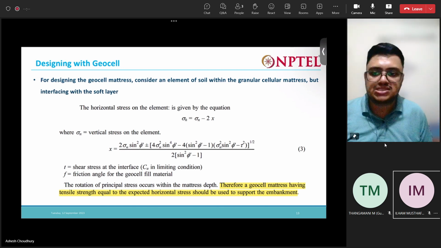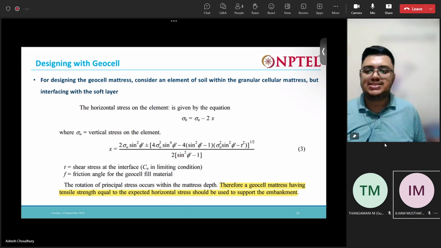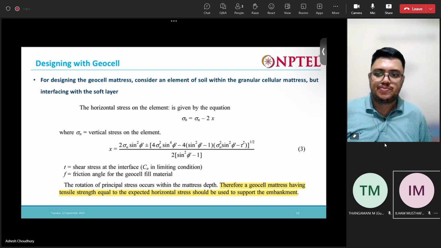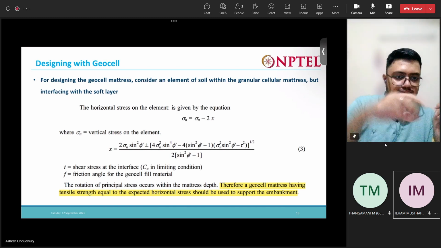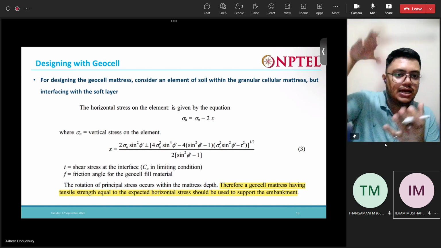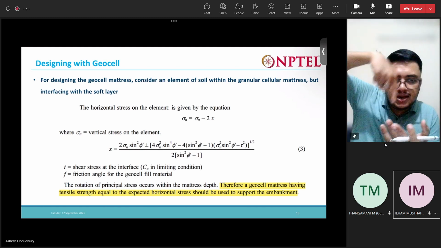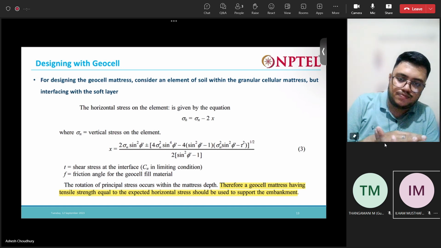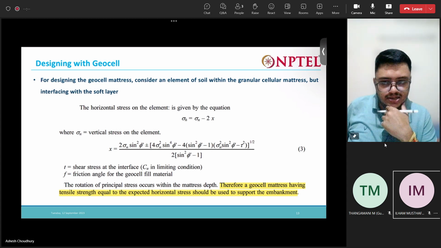For designing the geocell mattress, consider an element of soil within the geocell cellular mattress but interfacing with the soft soil layer. The geocells are cells, right? So within the cells of the geocell, we'll be having soil. That soil also will have an interface with the soft soil layer. It will be touching the soft soil.